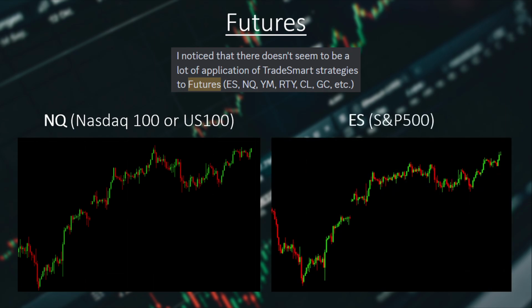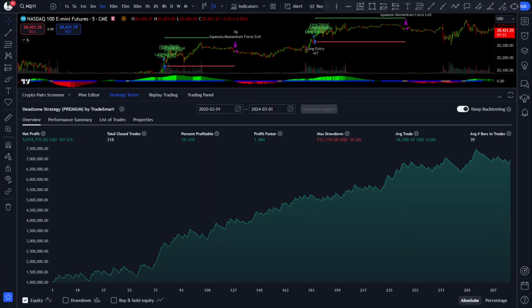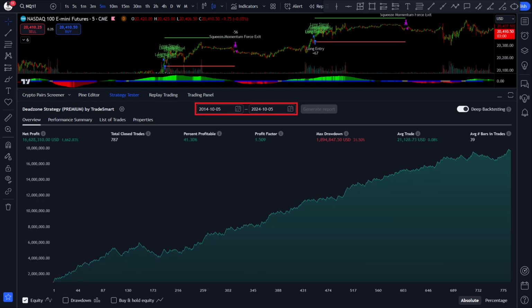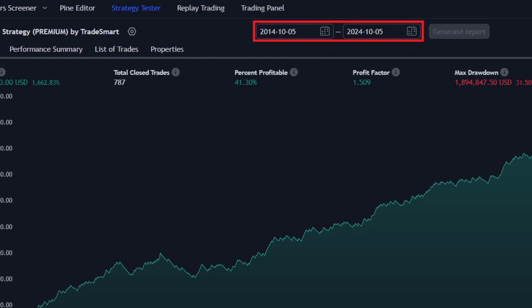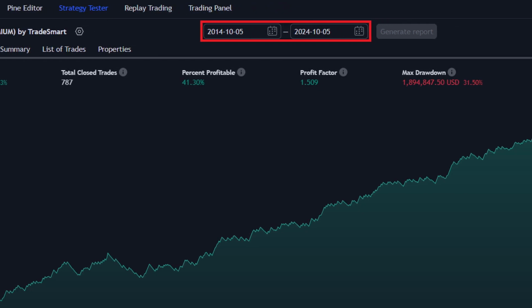I got to work and after a few days I came up with a mind-blowingly good optimization for our Deadzone premium strategy. I optimized the script for the last 4 years, but after checking out the results, I found out that this optimization is actually profitable starting from 2014. And the results? 1600% net profit with 30% maximum drawdown using realistic fees.